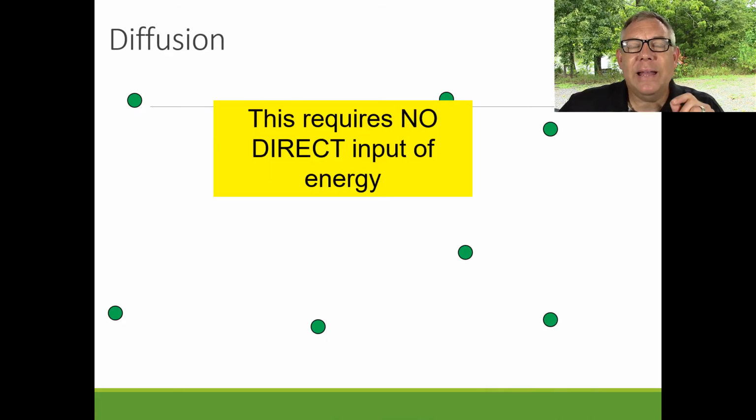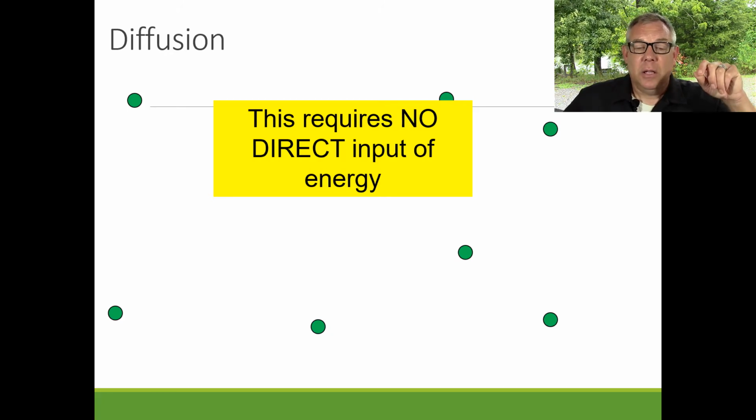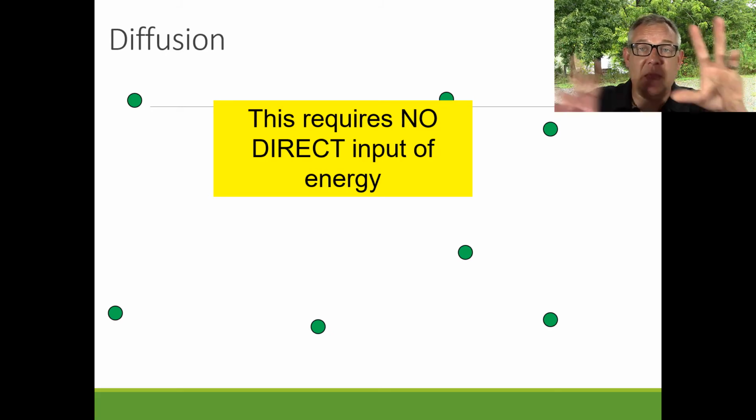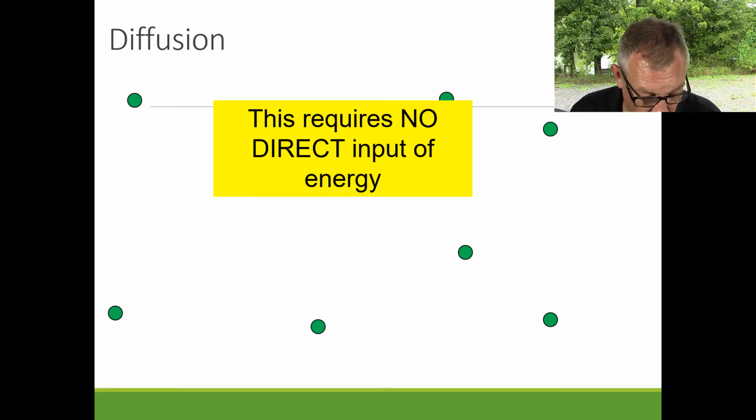Now, an important idea behind this is it does not require a direct input of energy. Remember I said, you put it in the cup and you don't stir. You don't add any extra energy. It will still spread out. If you add energy, it spreads out faster, but you don't have to. So there's no direct input of energy. These molecules have all the energy they need, and they will just spread out randomly over time.